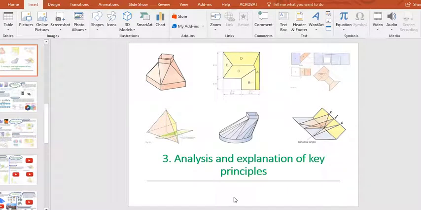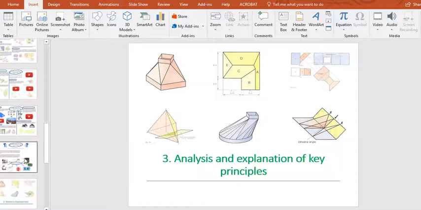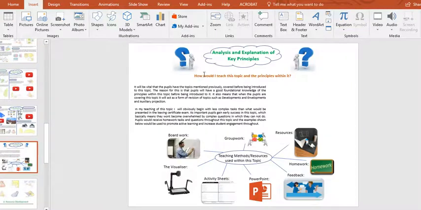In this video, I'm just gonna give a rationale behind the third section of the topic portfolio, which is analysis and explanation of key principles. So I'm just going to discuss why I laid it out the way I did, and I'm also going to discuss how I would teach this topic and the principles within it, which is the last slide of this topic.